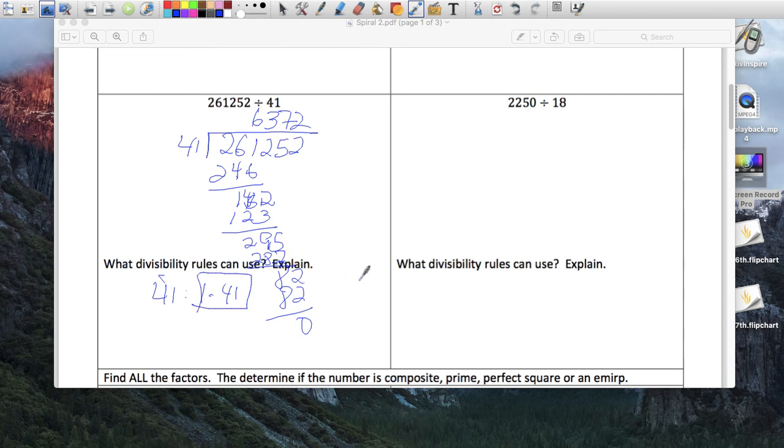Because that didn't help us in the beginning. 18. I can think of 18 as 2 and 9. I can think of 18 as 3 and 6. So whichever of these two you choose, you've got to make sure that it works for both factors in order for it to work for 18. So let's just choose 2 and 9. Will it work for 2? Yes, it's an even number. Will it work for 9? Let's see. 2 plus 2 is 4, plus 5 is 9, and 9 is divisible by 9. So no remainder here. It will work.